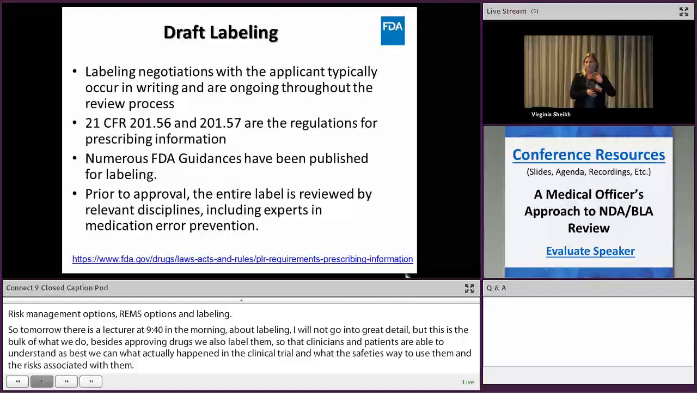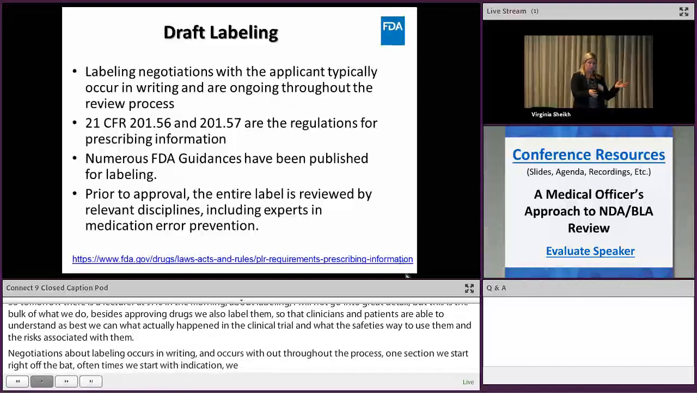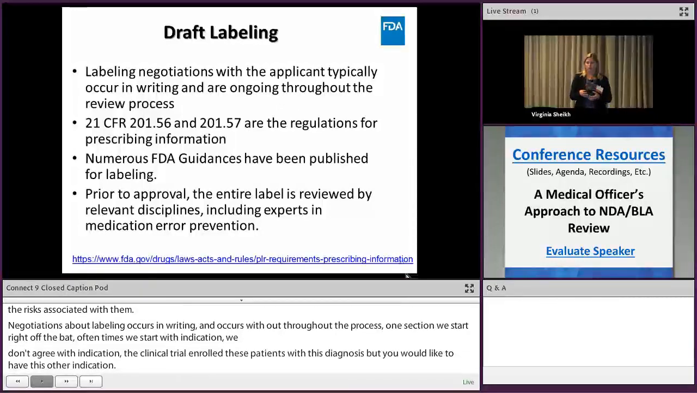The negotiations about labeling usually happen in writing, usually in comment bubbles, and they occur throughout the process. So there might be that one section we start right off the bat. Oftentimes we'll start with the indication. We don't agree with your indication. Your clinical trial enrolled these patients with this diagnosis, but now you'd like to have this other indication. These kinds of communications would happen earlier on.